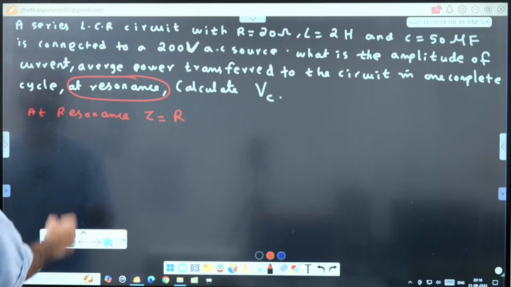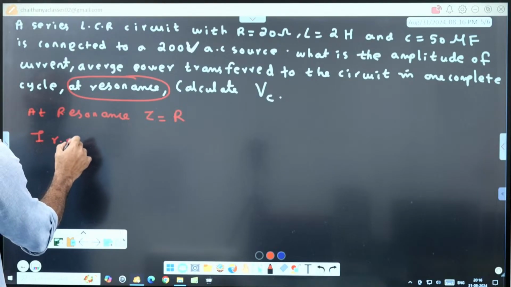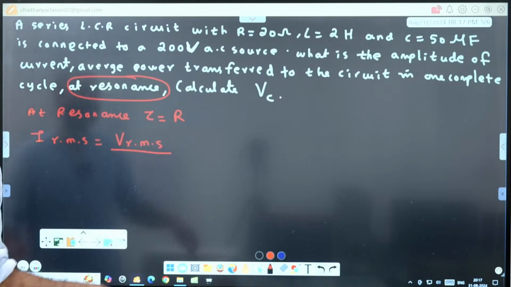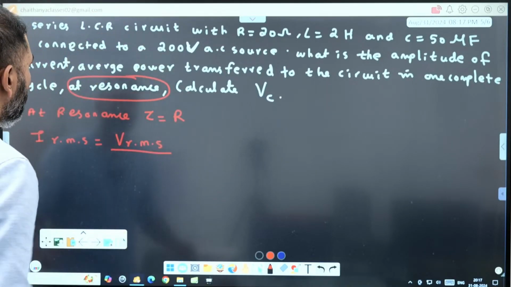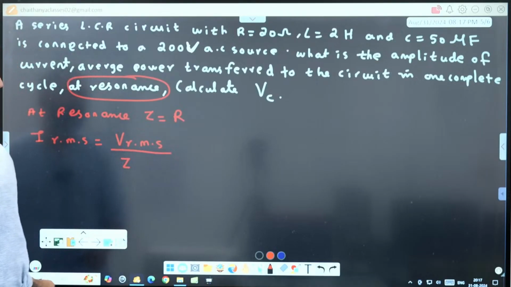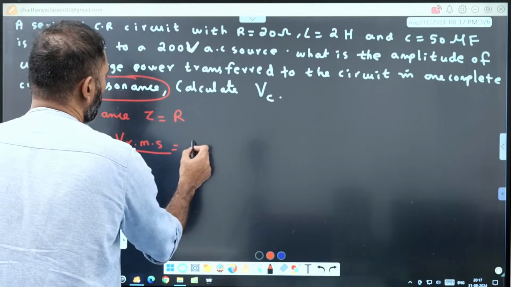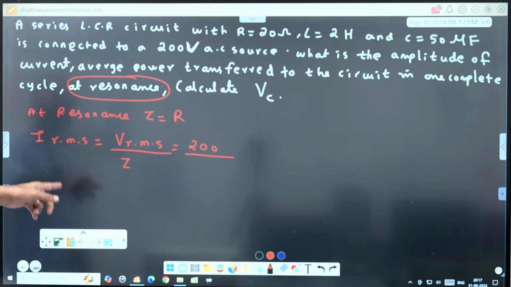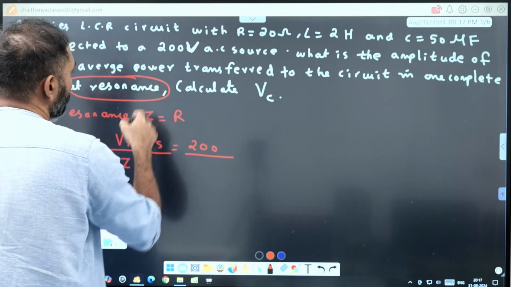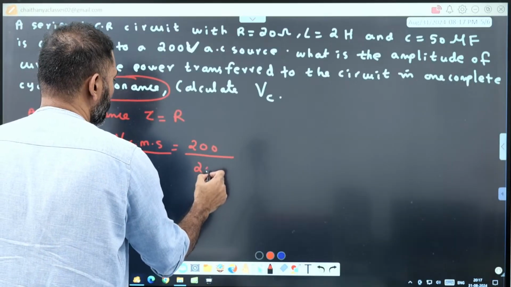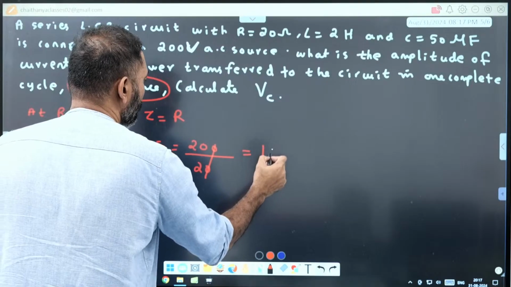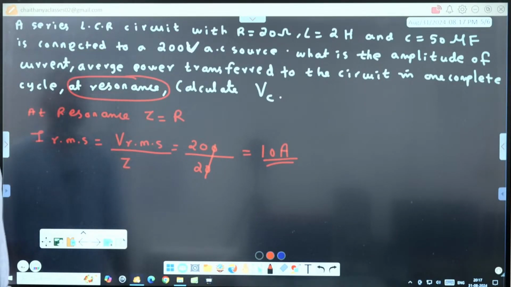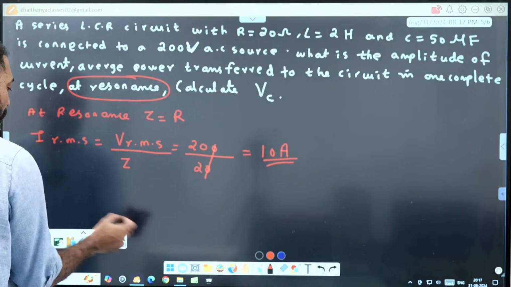Now, what is IRMS? IRMS is equal to VRMS by impedance, since the circuit contains inductor, resistor and capacitor. The voltage is 200. But the impedance is resistance, because it is given that at resonance. So resistance is 20. So the current is 200 by 20, which is 10 ampere. Any doubt? Sorry, the RMS current is 10 ampere.